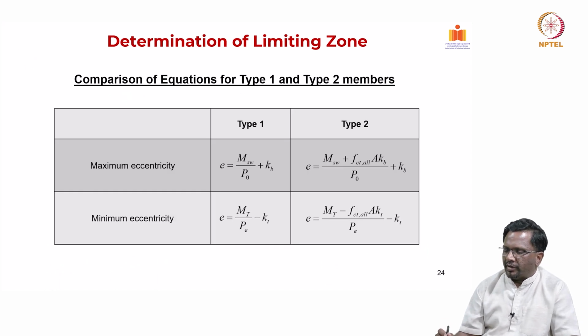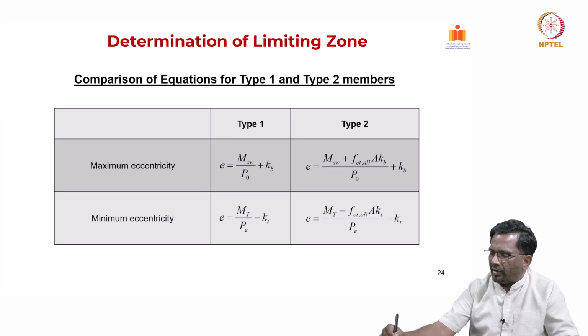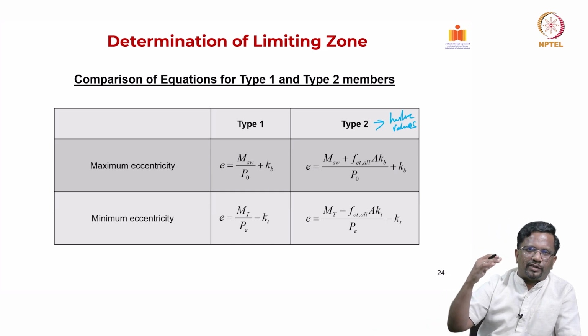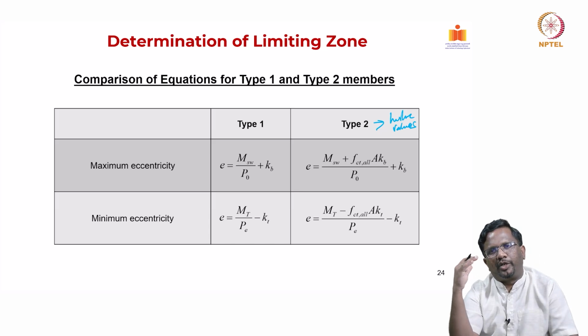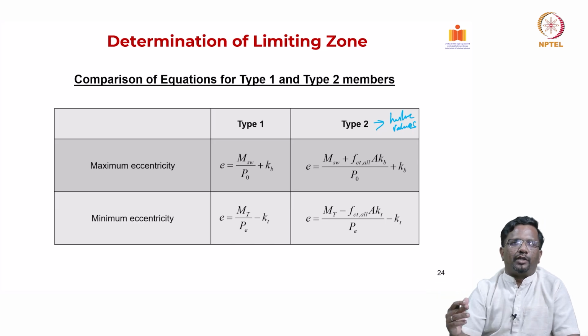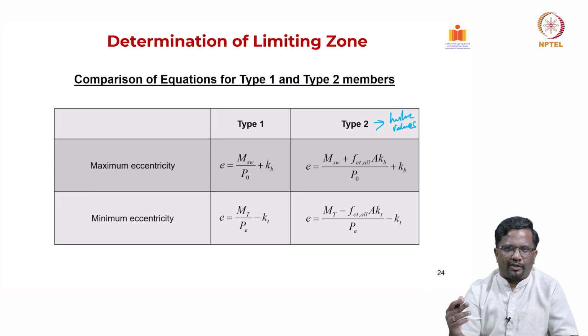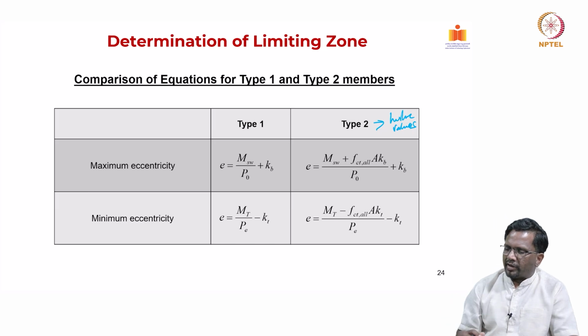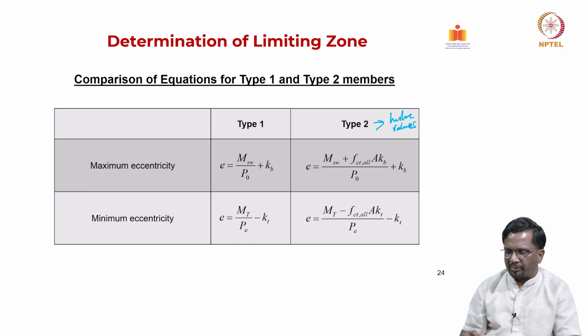You see that the maximum eccentricity is higher; type 2 has higher values. That means allowable eccentricity is always higher for type 2 and type 3 members than type 1. In fact, in type 3 we may be allowing crack width, so I can still go higher. So the E max and E minimum limits will be higher in type 3 members compared to type 1 and type 2. Type 2 will have higher values than that of type 1.